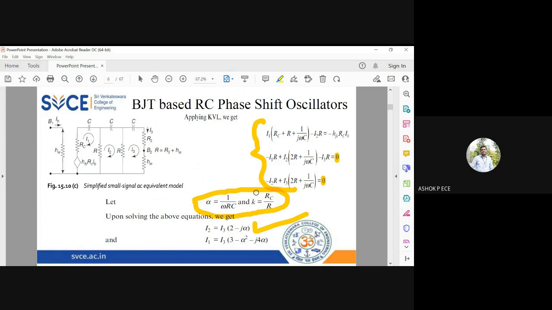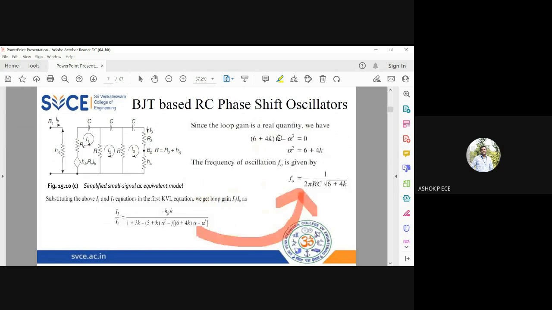Okay. Now take the second equation, right? What is I1 in terms of I3? So I1 equal to I3 into 3 minus alpha square minus 4j alpha. Now substitute everything in equation number 1. And you get this thing. I3 by IB equal to minus HFE K divided by real part minus j into imaginary part. And you see the equation is very simple, and you have everything in terms of K and alpha.